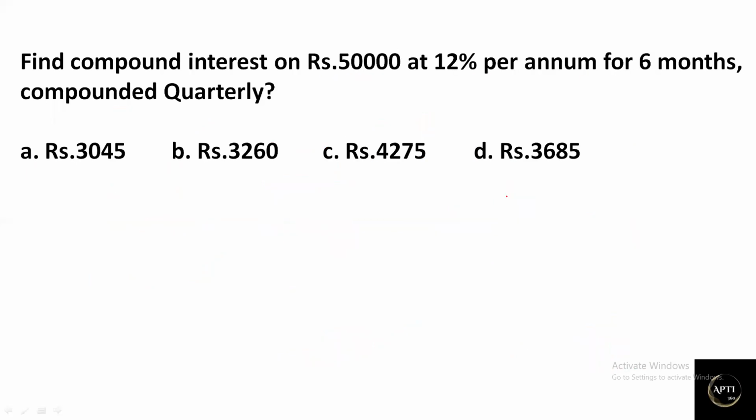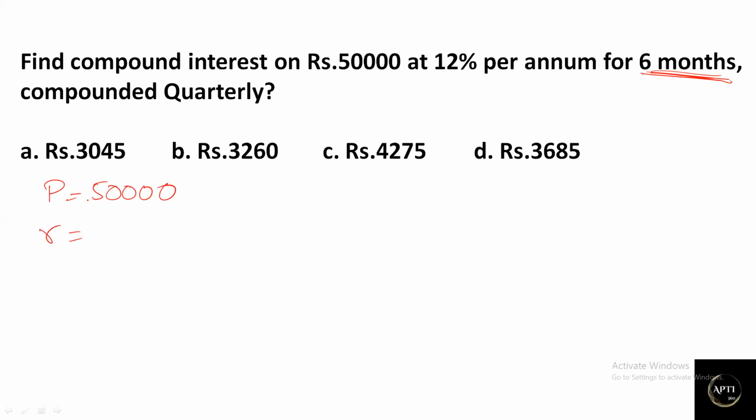Find compound interest on 50,000 at 12% per annum for 6 months, compounded quarterly. Here, if you observe, they have given just only 6 months. Okay, don't get confused. We are going to use the same approach for this question as well. Now, what's the principal amount given? Principal amount given is 50,000. Now, what's the rate of interest?